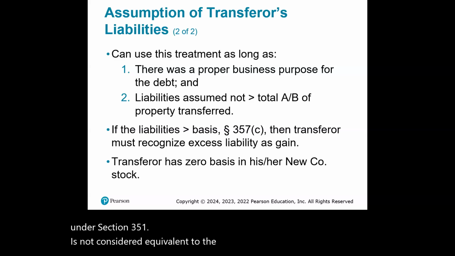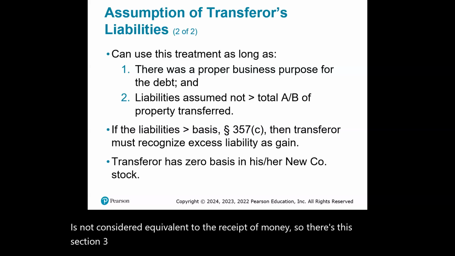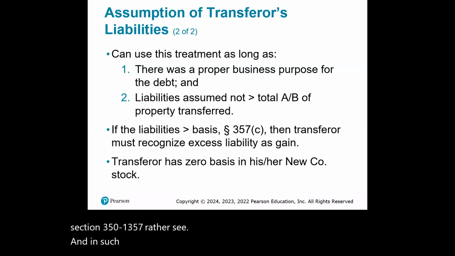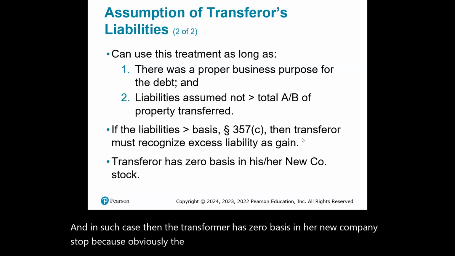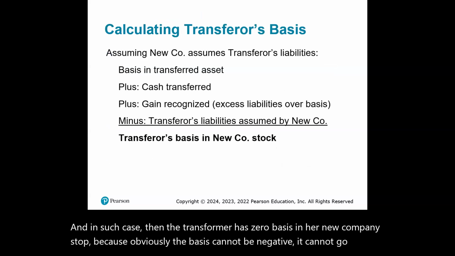So there's this Section 357(c). And in such case, the transferor has zero basis in her or his new company stock, because obviously the basis cannot be negative. It cannot go below zero.